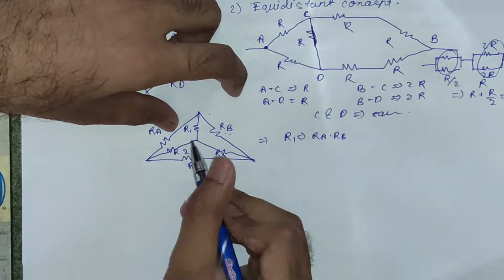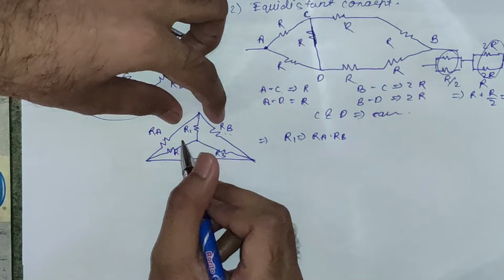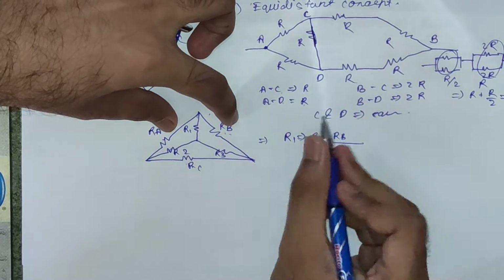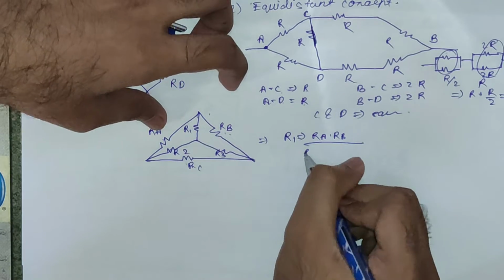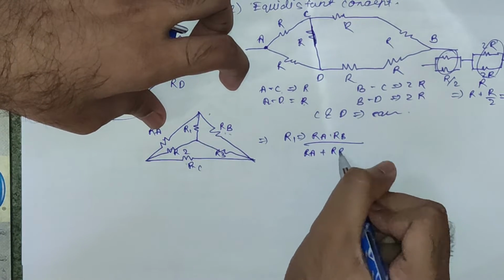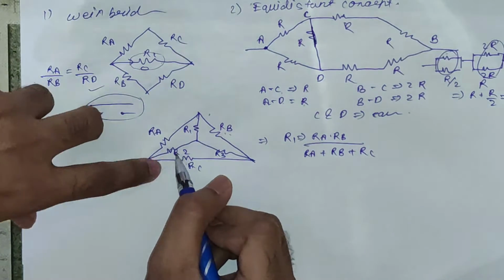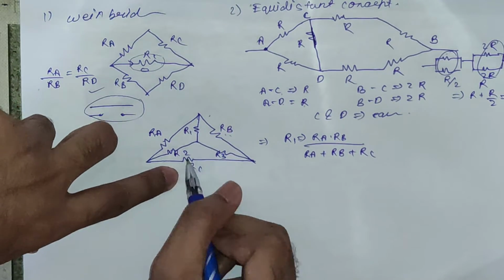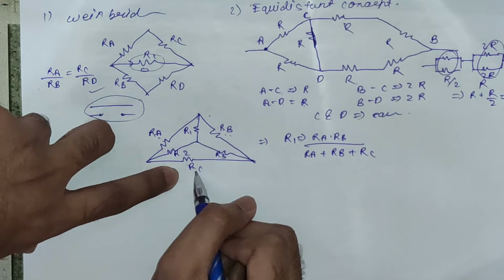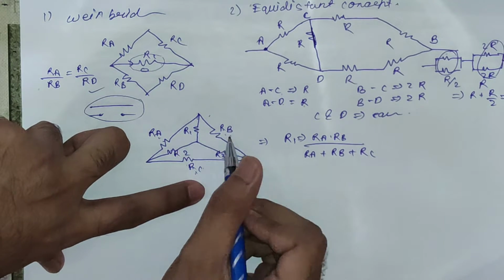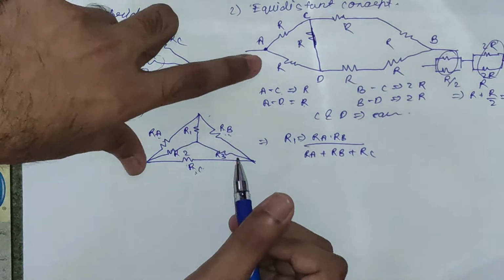Basically you are multiplying all the adjacent resistors. So RA multiplied by RB upon the total resistance, RA plus RB plus RC. So you got it, how you have to use it. Similarly for R2 it will be RA into RC upon RA plus RB plus RC. For R3 it will be RC into RB upon RA plus RB plus RC.